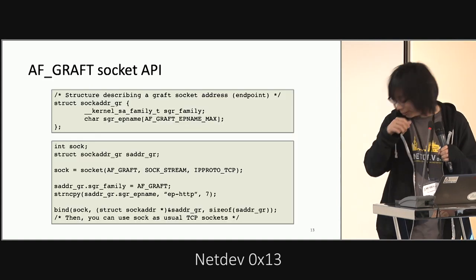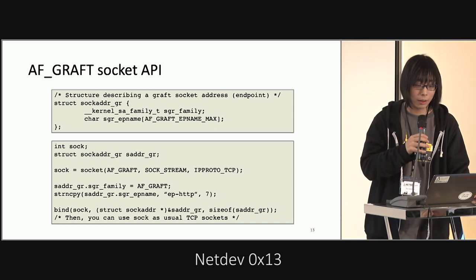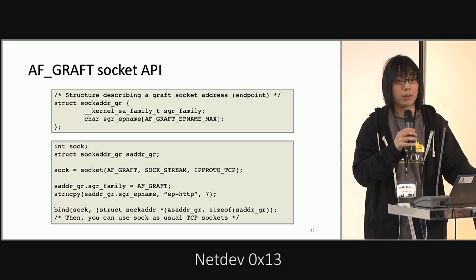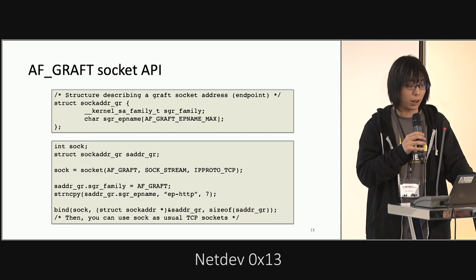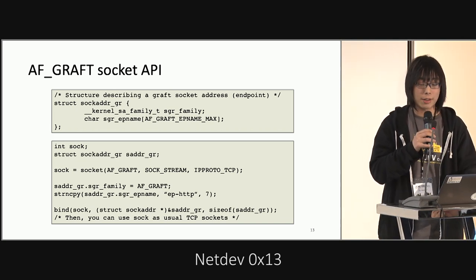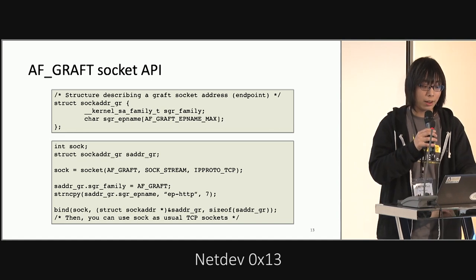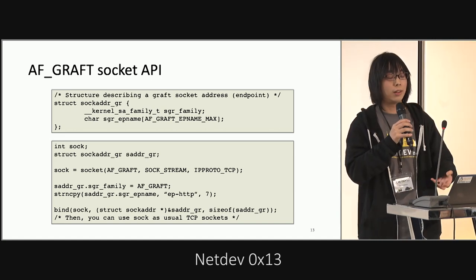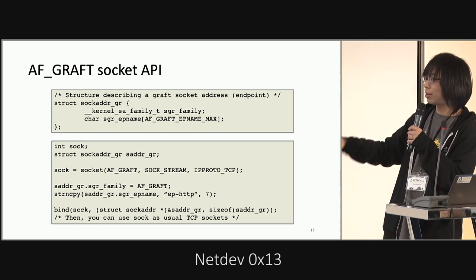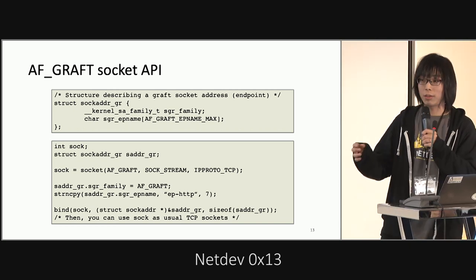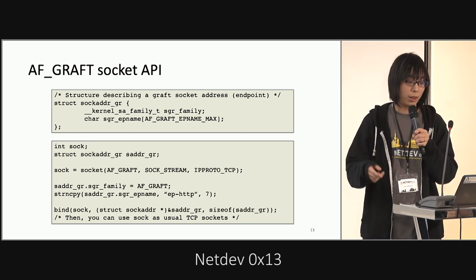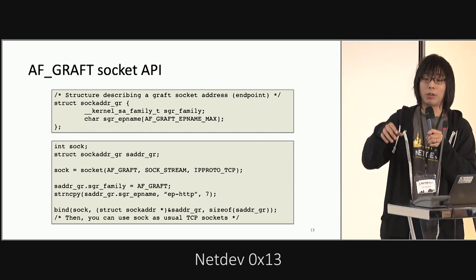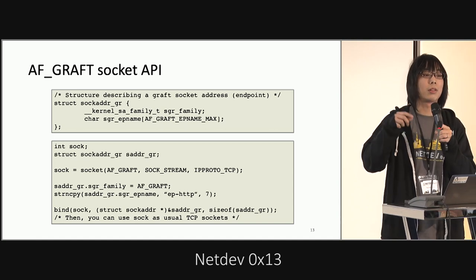This is the AF_GRAFT socket API. To describe the new name for bind, we introduced a new socket address structure, sockaddr_gr. It contains the kernel sa_family_t for identifying the family, and a string for the graft endpoint name. To create the AF_GRAFT socket, we use the familiar socket API. You can create the socket using the socket system call with AF_GRAFT, SOCK_STREAM, IPPROTO_TCP or 0, or IPPROTO_UDP, and so on. Then you can call the bind system call on the AF_GRAFT socket using sockaddr_gr.